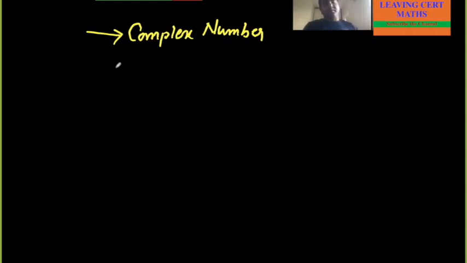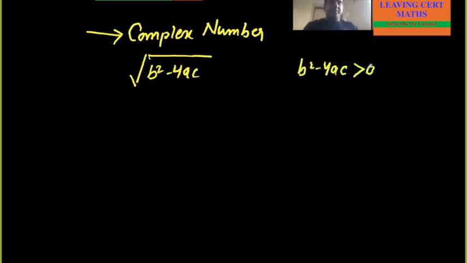Minus b, so I will start from there. If b square minus 4ac is greater than 0, you will get real and different roots.